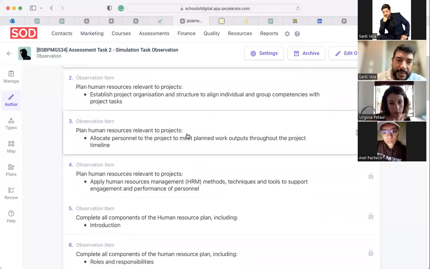All right, item number 3. When we talk about resources, we're talking about people resources, and we're talking about tools and technological resources too. Right, let's just keep that in mind.